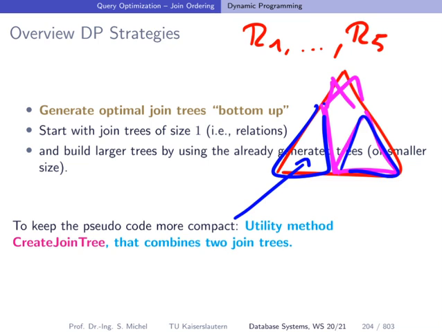In order to keep the algorithm descriptions more compact, we will first introduce a very simple utility method called create join tree. Create join tree is just taking two join trees and finds the cheapest way to combine these two. Nothing more. There's nothing really about dynamic programming hidden in this method. It just takes two join trees and tries out different ways to join these, and then returns the cheapest way to combine two given join trees. Right? It's only a very simple utility method.